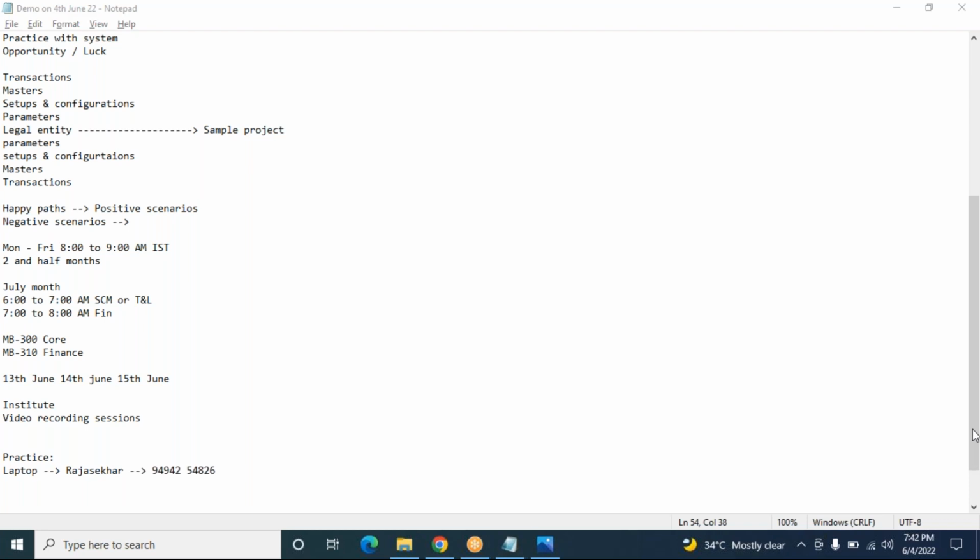If you don't mind, Ashok, Ajay, and Satish, can you share your details so that the institute can approach you? Sure, sir. Any more questions, team? Anyone?